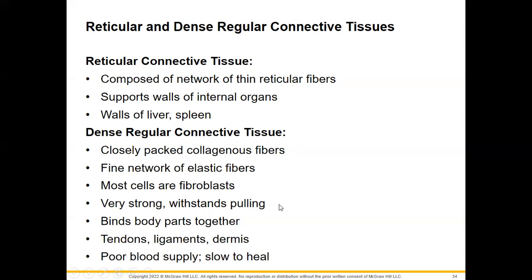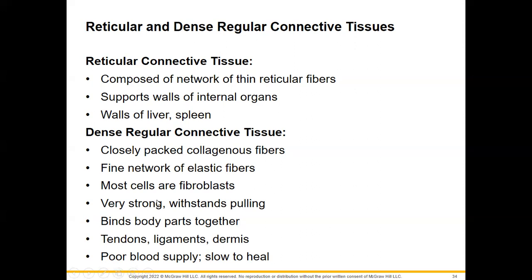This is going to allow for more pulling. So it's going to be able to be pulled without breaking, without snapping. This dense regular connective tissue is going to bind body parts together. So your tendons and ligaments are going to be dense regular connective tissue that's going to need to be very strong and withstand pulling so that it can hold your bones next to your bones, or it can hold your muscles on your bones. It's also associated with the dermis, which is one of the layers of the skin.